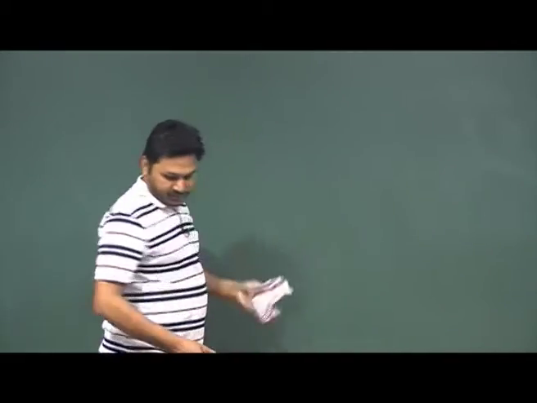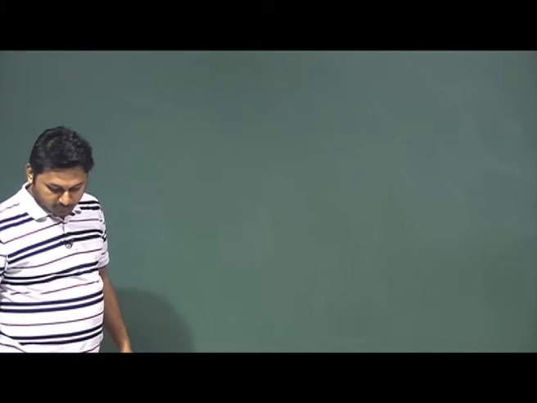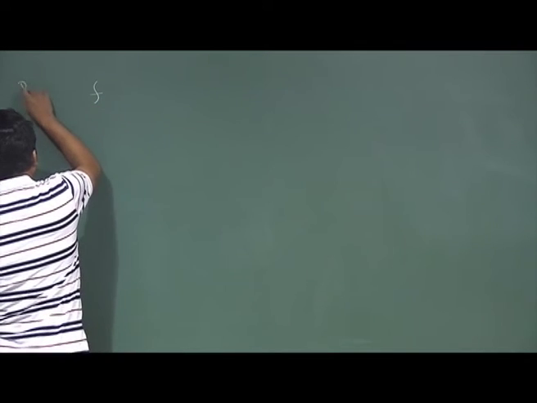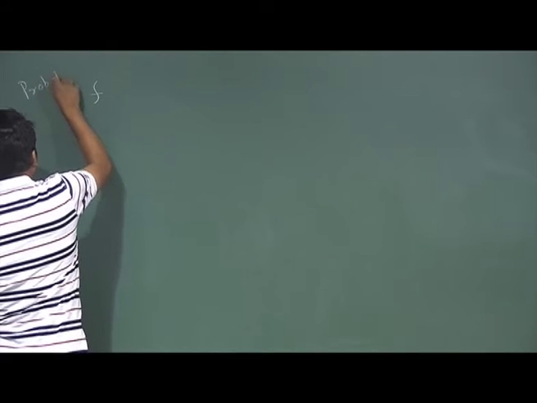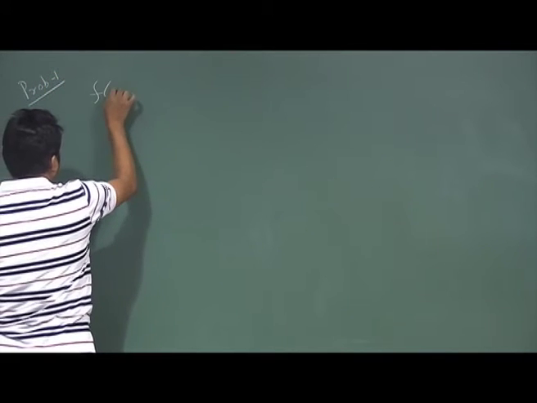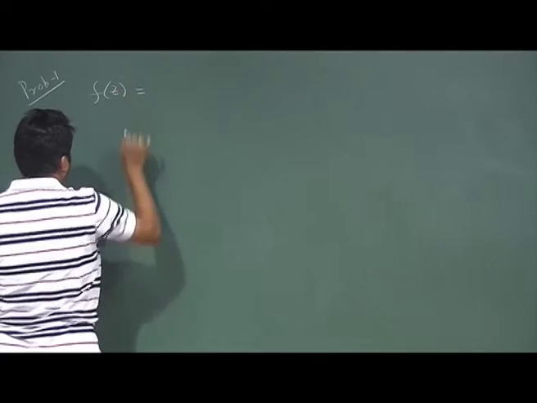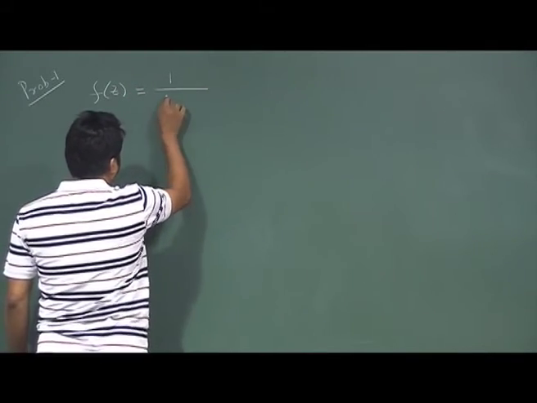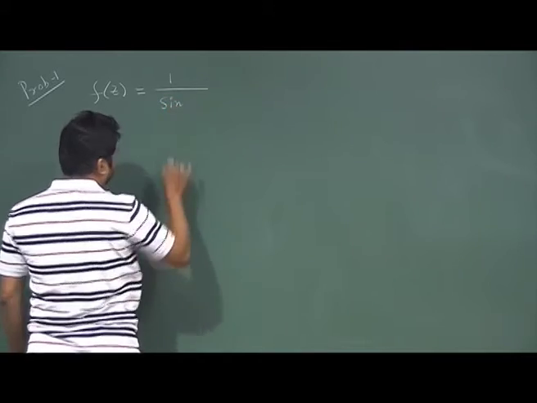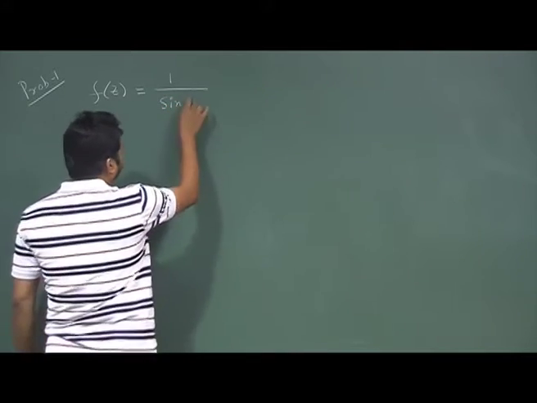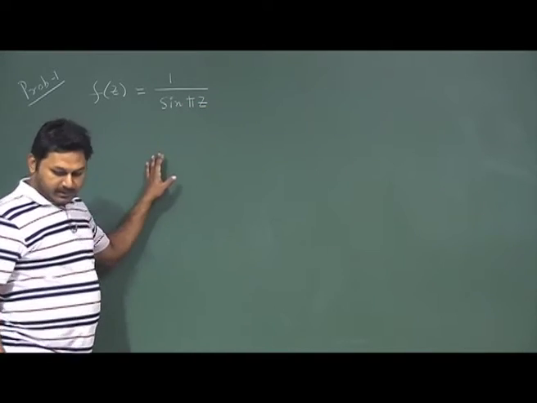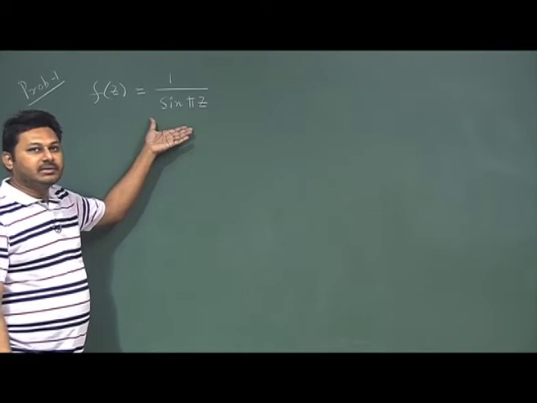Last day we had a problem in our hand, so let me remind you of the problem. Problem 1, say, or example 1, whatever. f of z was given as 1 divided by sine of pi z. This is the function that is given to us.